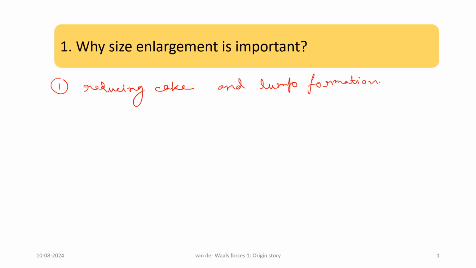If all the particles are of very small size, then they will always try to be together, and that is how they create a lump. That will be difficult for an industrial process to run. So if we enlarge their sizes, it will be easily handleable. Second one is the creation of non-segregating mixtures.